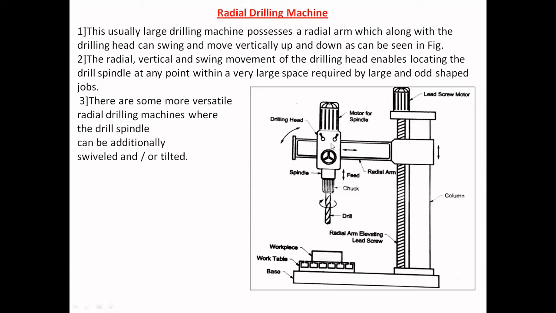Then this drill is also moving in this direction. You can see the feed is given in this direction. Now there is a screw, so that we can take up and down motion of this drill with the help of this screw. This whole assembly is moving up and down, as well as it is rotating by 360 degrees around the axis of the column. There is the column, and the radial arm elevating lead screw is here.